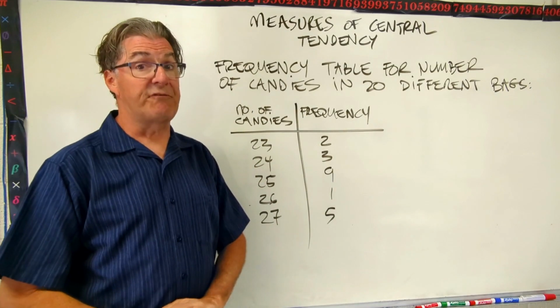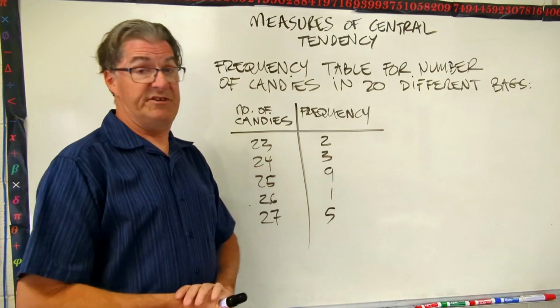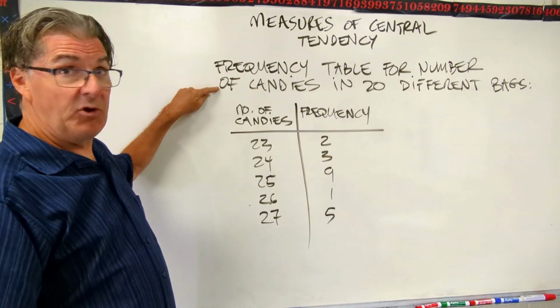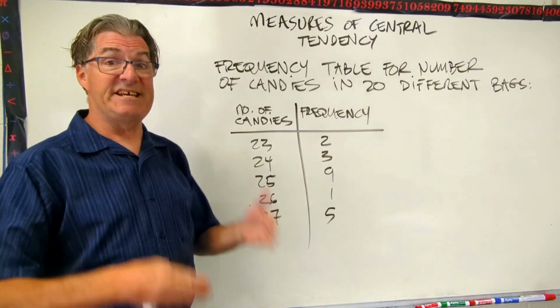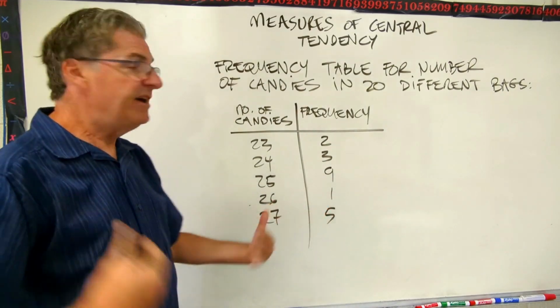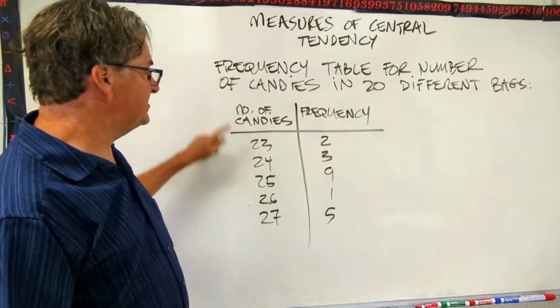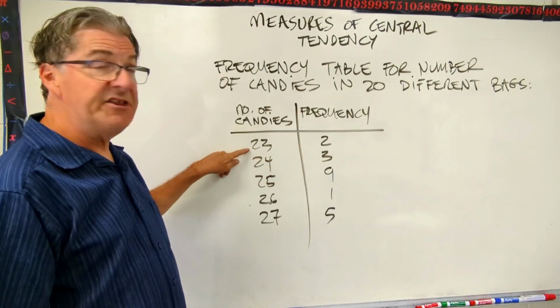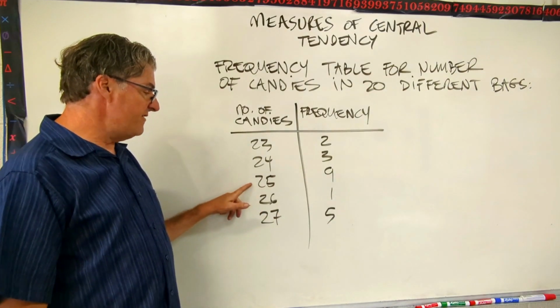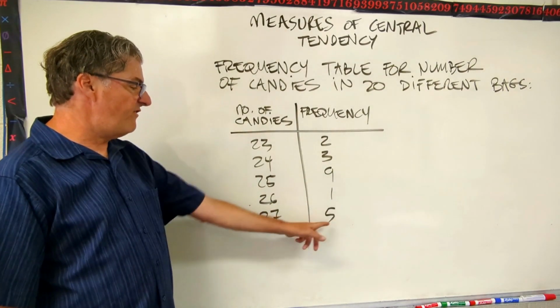But this time we're going to use a frequency table. We used those in the last lesson. So let's do that. This is a frequency table for the number of candies in 20 different bags. So we have 20 bags of candy. The way to read the table is that we have 2 bags with 23 candies, 3 bags with 24, 9 with 25, 1 with 26, and 5 with 27.